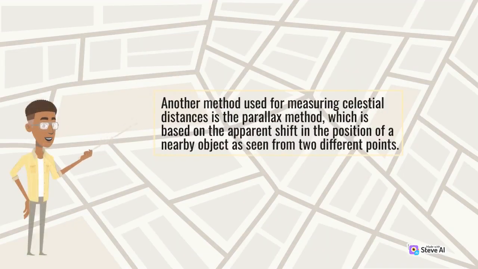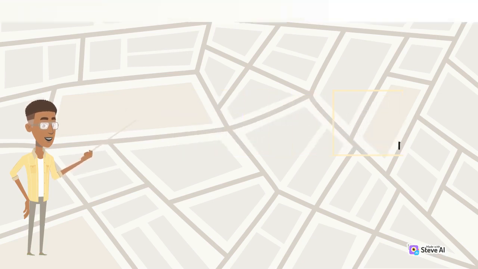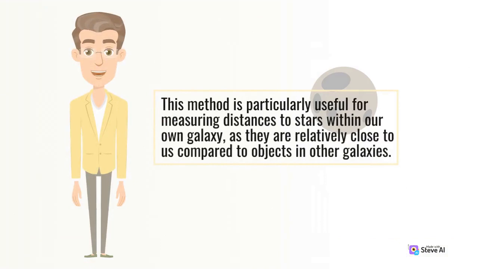Another method used for measuring celestial distances is the parallax method, which is based on the apparent shift in the position of a nearby object as seen from 2 different points. This method is particularly useful for measuring distances to stars within our own galaxy, as they are relatively close to us compared to objects in other galaxies.